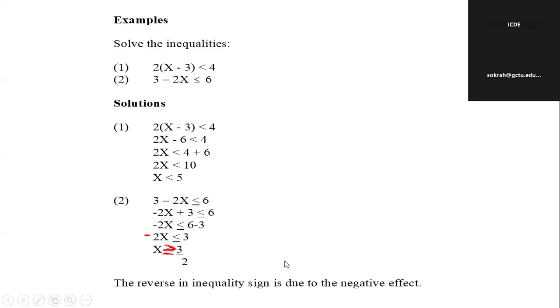Any question? Okay. So note that the reversal of the inequality sign is due to the negative effect, as I've explained. So this answer is negative what? 3 over 2 or negative 1.5. So take note.